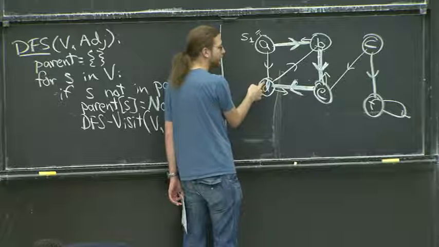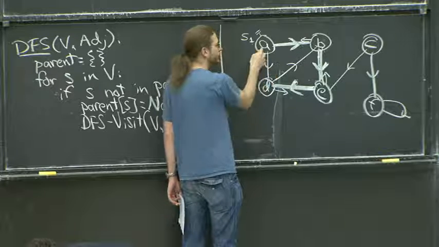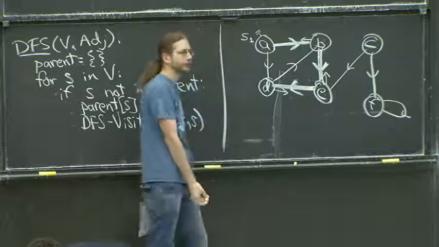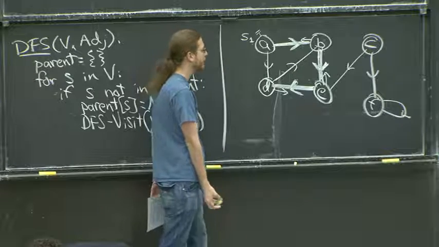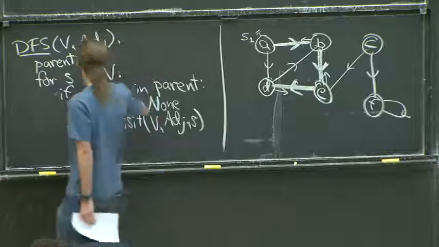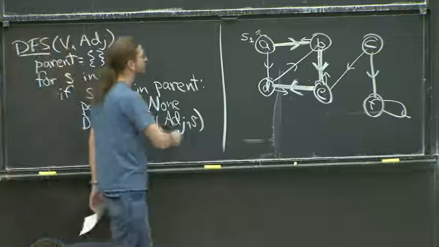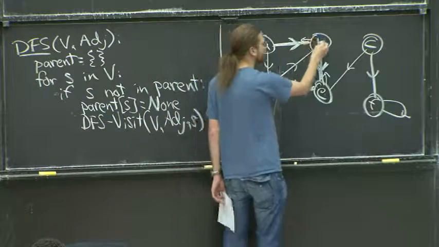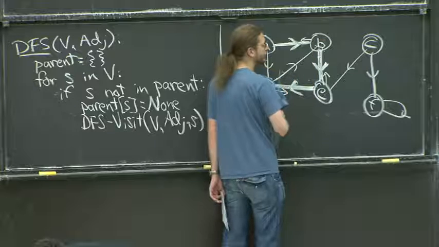But we've already visited D, so we skip over that one too. So we're done recursively visiting everything reachable from A. Now we go back to this loop, the outer loop. So we did A. Next we look at B. We say, oh, B's been visited. We don't need to do anything from there.